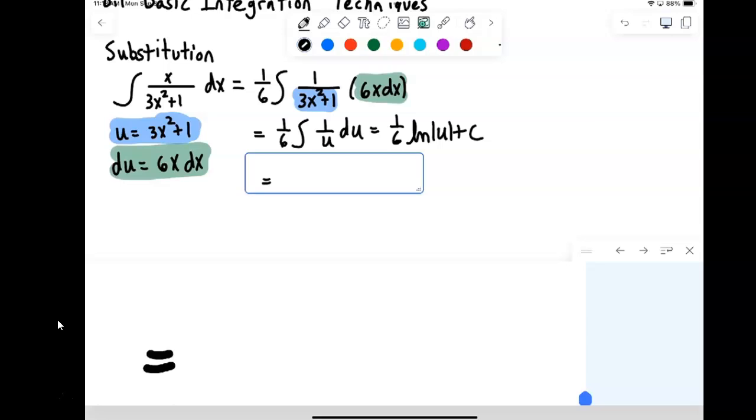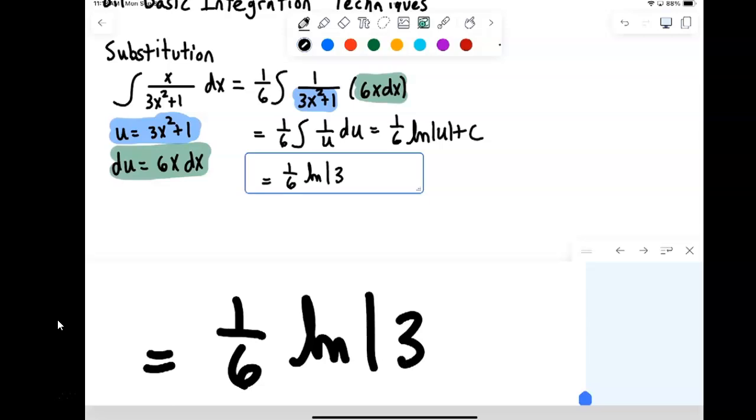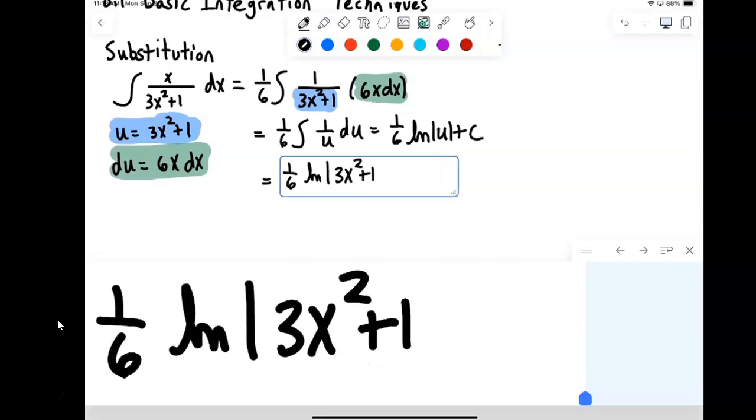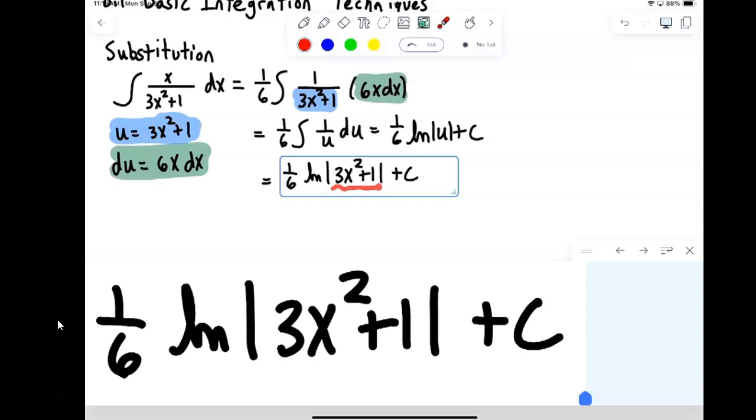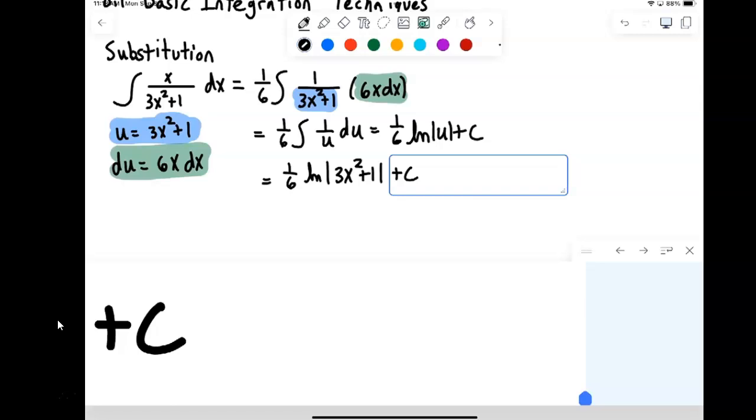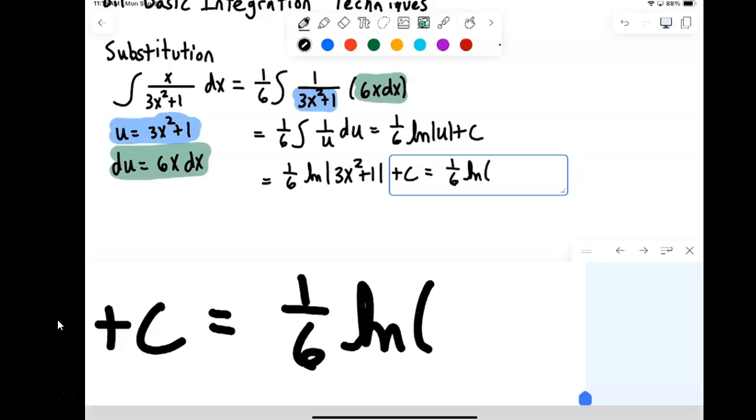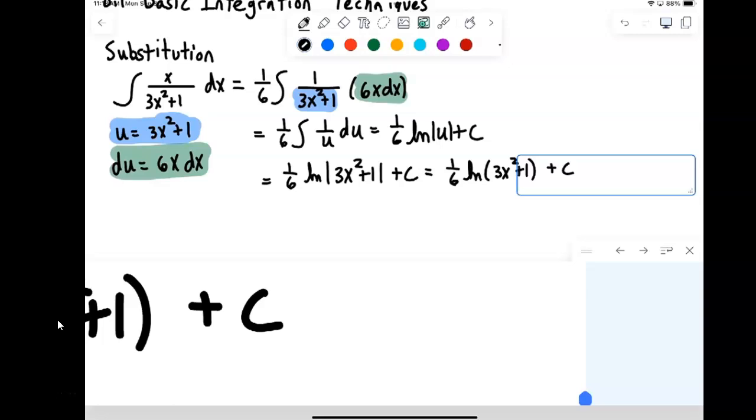U is equal to 3x squared plus 1. So 1/6 ln absolute value, 3x squared plus 1, plus a constant. And then here we can do one extra thing. Because 3x squared plus 1 is always positive, right? X squared is always going to be positive, 3 is always going to be positive, plus 1 is always going to be positive, then we can actually drop the absolute value here and say this is 1/6 ln of the quantity 3x squared plus 1 plus our constant c.